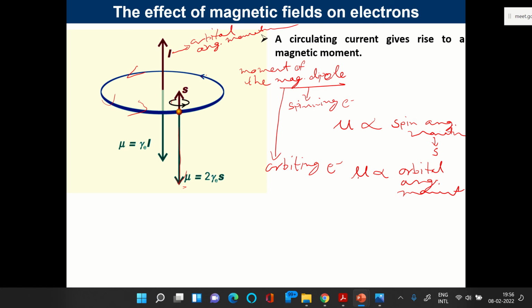When you remove the proportionality, the constant that comes up is the gyromagnetic ratio, and in the case of spinning, relativistic considerations come into the picture, and because of that there is an additional factor, the g factor of 2. We call this the g factor, due to relativistic effects. So actually the magnetic moment due to spinning is much larger compared to the orbital one.